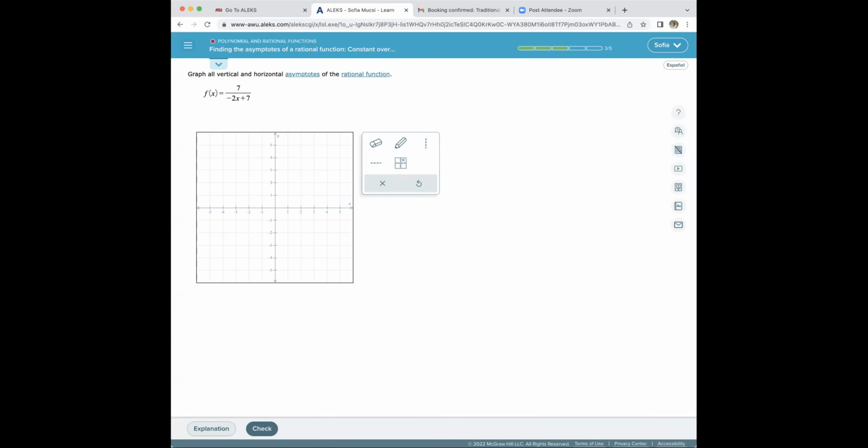Yeah, this is another good one to do. This one's just like the last one, really. The horizontal is y equals 0 for the same reason. And then I'm gonna write this one equal to 0. So x is -7 over -2. Yes, -7 over -2, which reduces to 7/2 or 3.5.